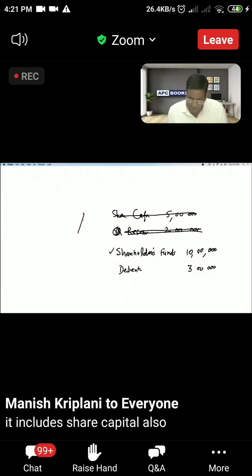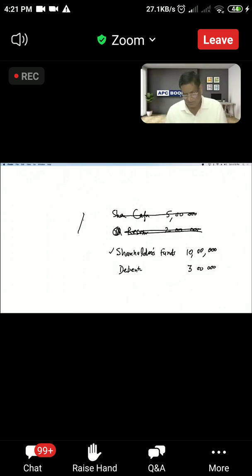Shareholders funds are given. Shareholders funds include share capital as well as all reserves. The total amount of share capital and reserves is shareholders funds. If in the question they have given share capital also, reserve also, and suppose profit and loss balance also, and shareholders funds also, these items will be ignored because shareholders funds are given.